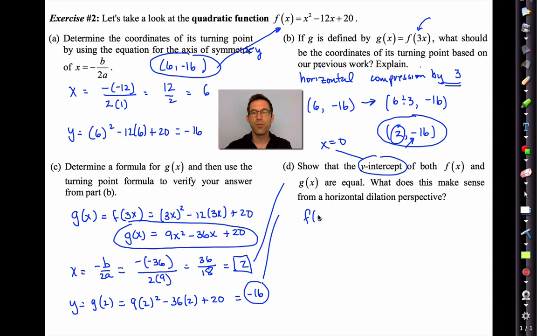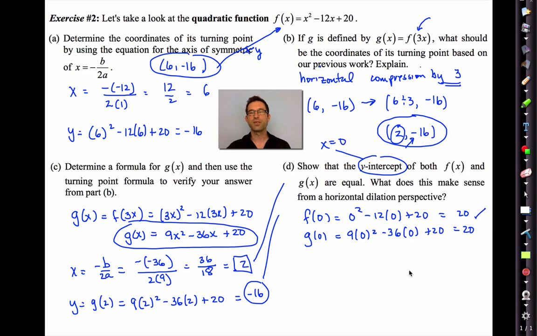So f of 0 is going to be 0 squared minus 12 times 0 plus 20, which is going to be 20. G of 0 is going to be 9 times 0 squared minus 36 times 0 plus 20, which is 20. So yeah, they're the same.